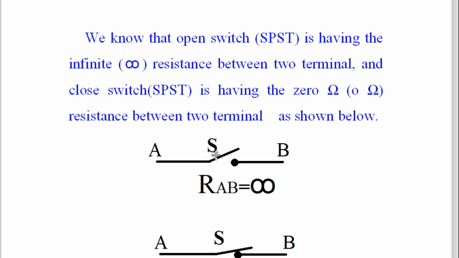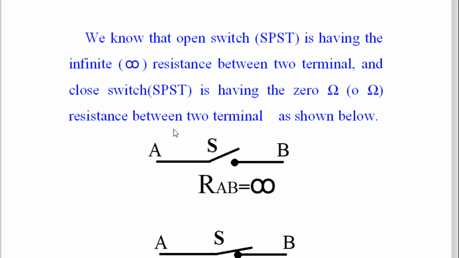So we know that an open switch, single pole single throw, which we have taken as example, is having infinite resistance between two terminals, because when the switch is open and when you connect the battery, no current will flow through the open switch. Therefore, if there is no current flowing through the open switch, it means there is no conductor between two terminals, and conductivity is 0. Conductivity and resistivity are opposite to each other. So when conductivity is 0, resistivity is infinite. 1 divided by 0 equals infinite.